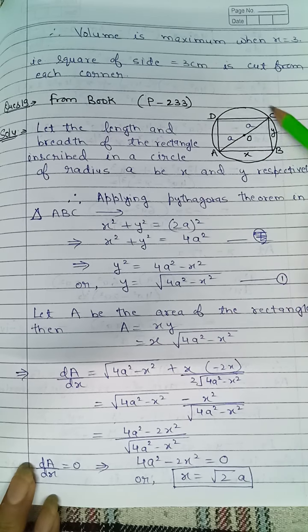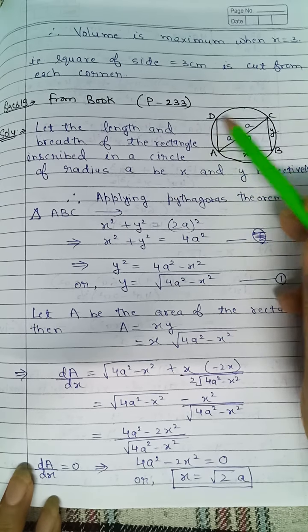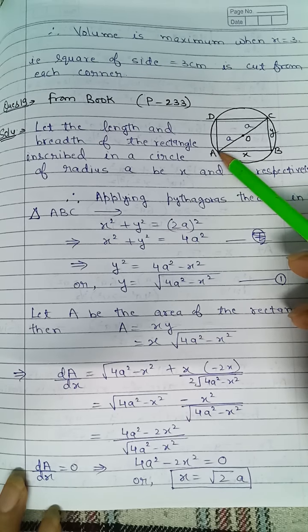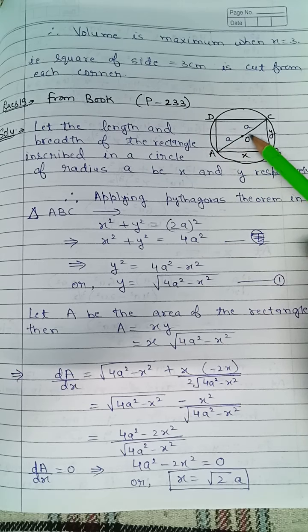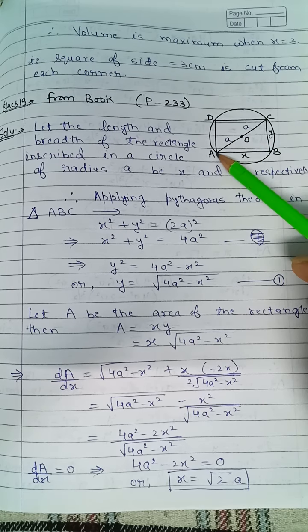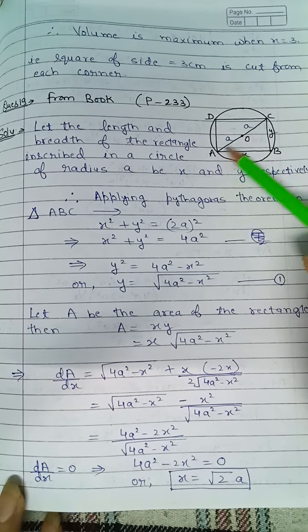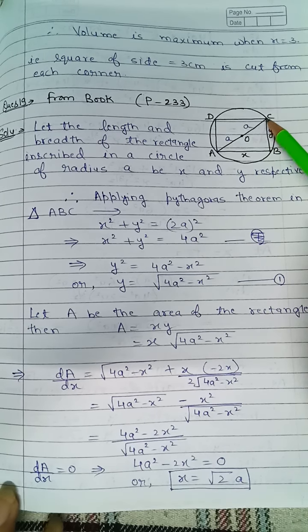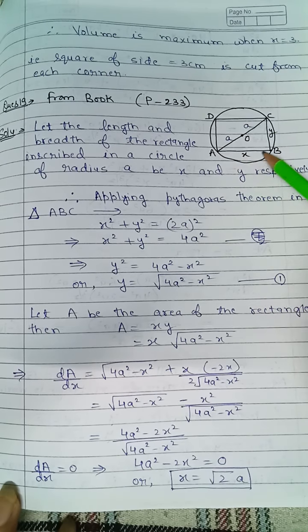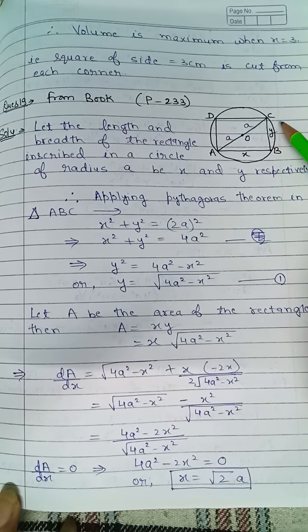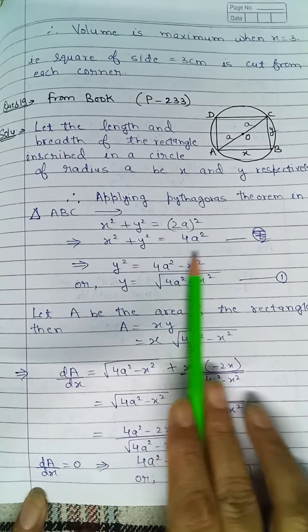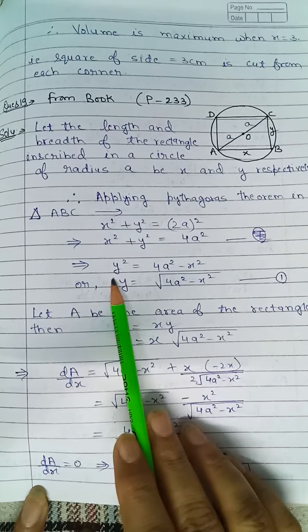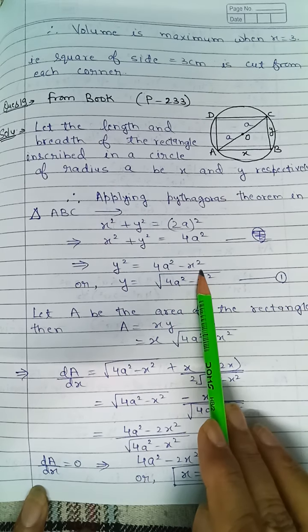You can see a circle is there and a rectangle is being drawn over here. Rectangle because I am considering this as x, length, and breadth is y. This is a circle of radius a. So this is a and this is a, right? So this whole becomes 2a. Applying Pythagoras theorem in triangle ABC, this becomes x square plus y square is equal to (2a) whole square, which gives us this. So y square becomes 4a square minus x square.